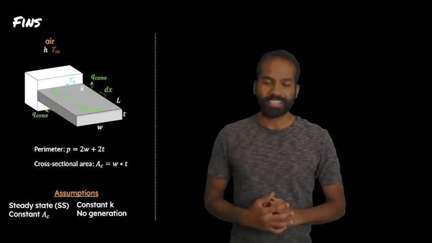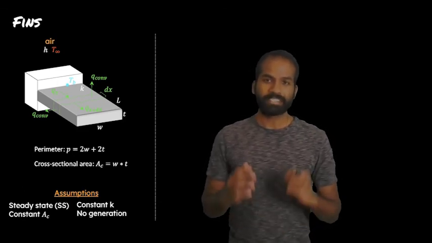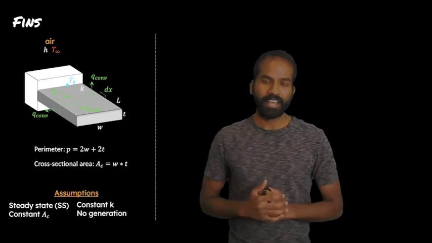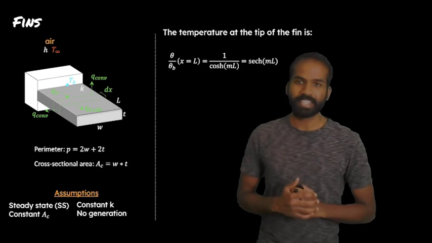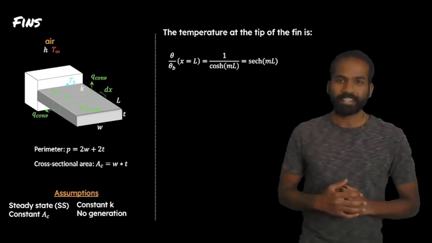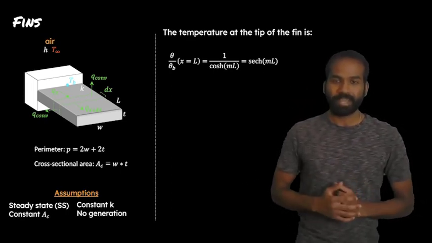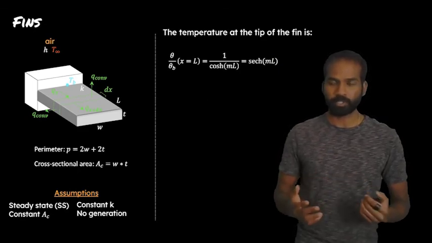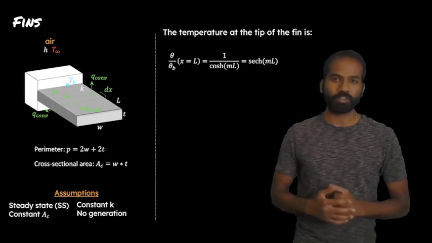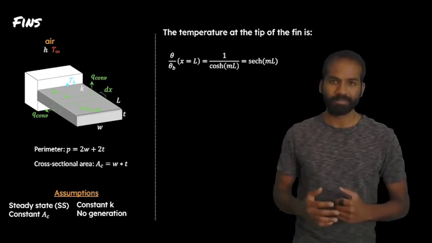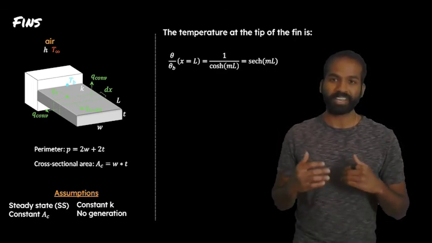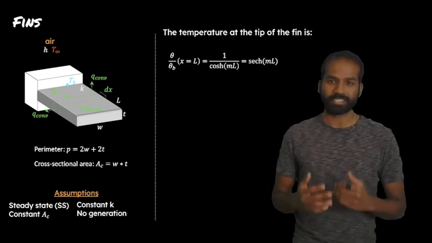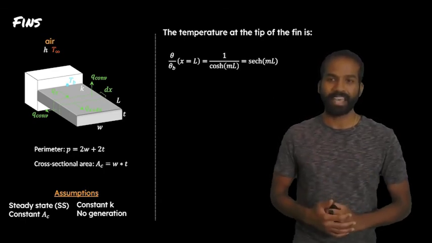Another way to get physical insight into our solution is to plot the temperature at the tip of the fin as a function of m times L. So we can take the temperature of the fin and evaluate it at the tip. And so we have theta divided by theta sub b at x equals L. This is the dimensionless temperature. It equals 1 over cosh of m times L. And 1 over cosh is simply a hyperbolic secant. So we have a hyperbolic secant of m times L.